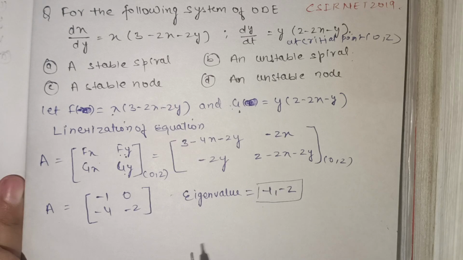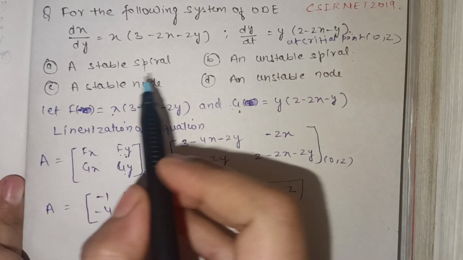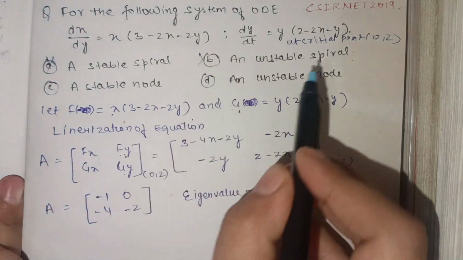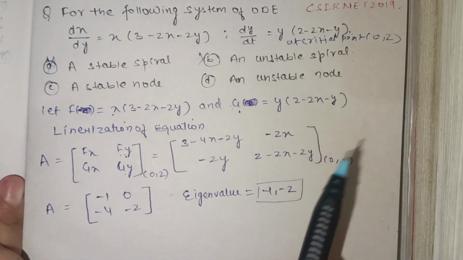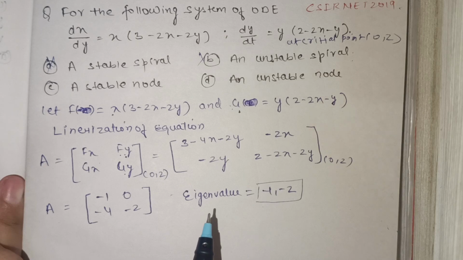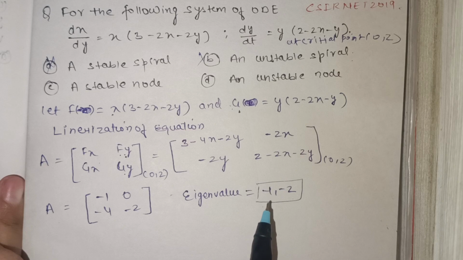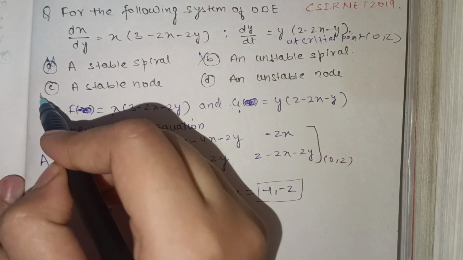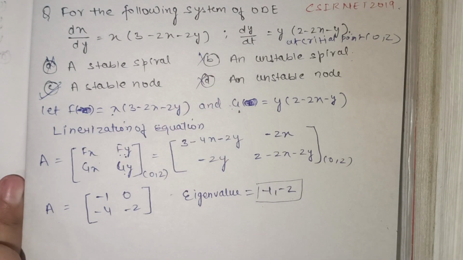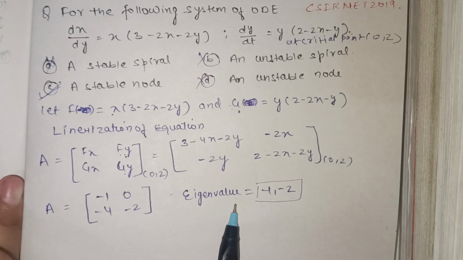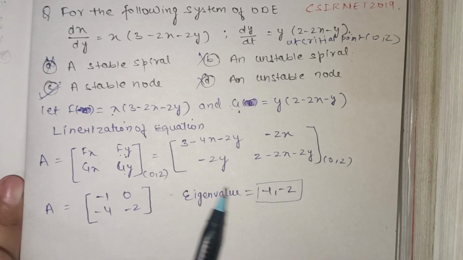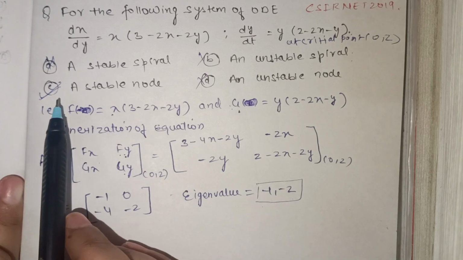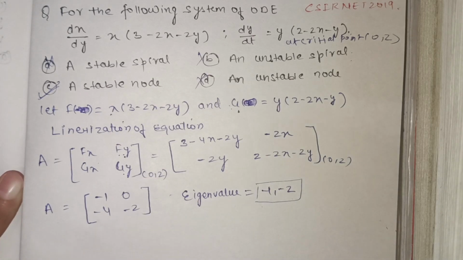We know that if the eigenvalues are distinct and of the same sign, then we get a node. So here we get a node, not a spiral, so this option is wrong. Further, if the sign is negative, then it is a stable node, and if the sign is positive, then it is an unstable node. Here the sign is negative, so we get a stable node; unstable node is wrong. So by seeing the eigenvalues at the critical point, we can decide the nature of the critical point. So this is the solution of this question.